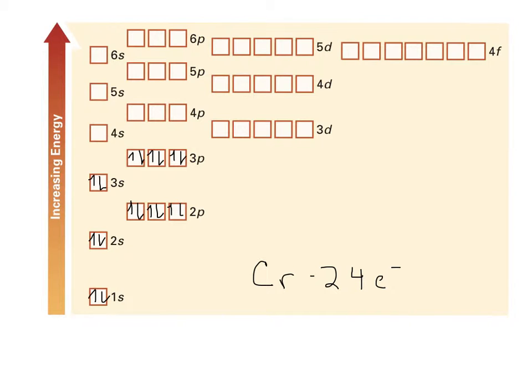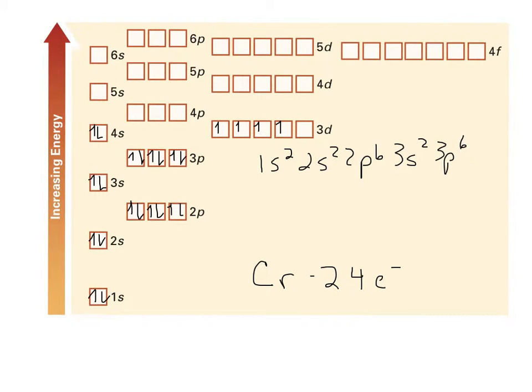And now the 4s, if you look on that chart, is a little lower than the 3d. So now, what did I say I'm at? 18? Is that what I'm at? 18, 19, 20. Okay, 21, 22, 23, 24. Now, if we were to write this out right now, understand this is not the final answer because this is one of those exception ones. So this would be 1s2, 2s2, 2p6, 3s2, 3p6.